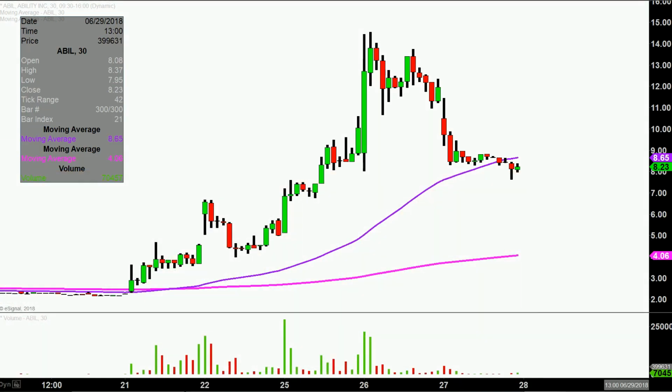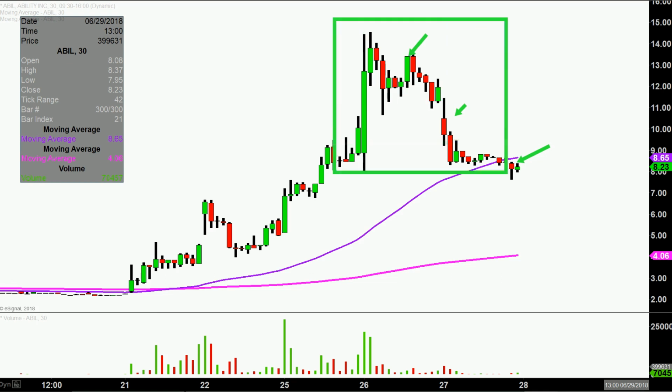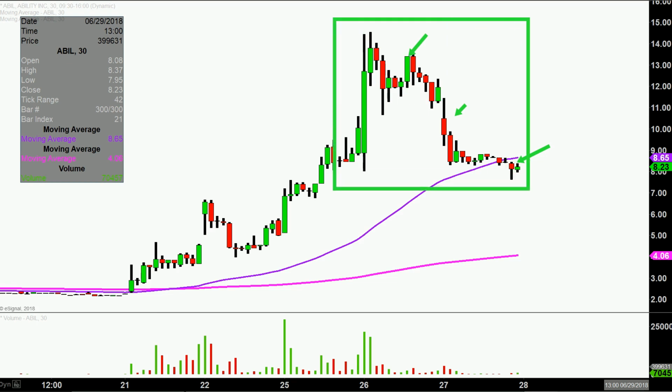Real quick, what do I mean by 30-minute in case maybe you're new to charts? Instead of each one of these candlesticks here representing 1 day's worth of price action, which is what you would normally see, each one represents 30 minutes. So while this here may look like a few weeks worth of time, it's actually just the past 2 days broken down into 30-minute time slices.